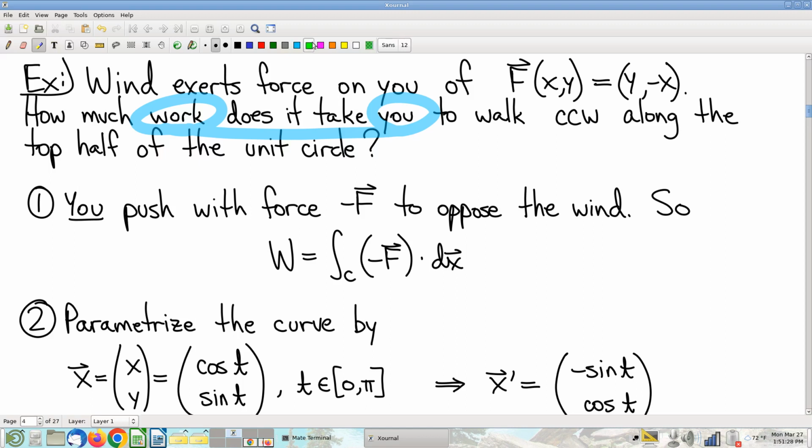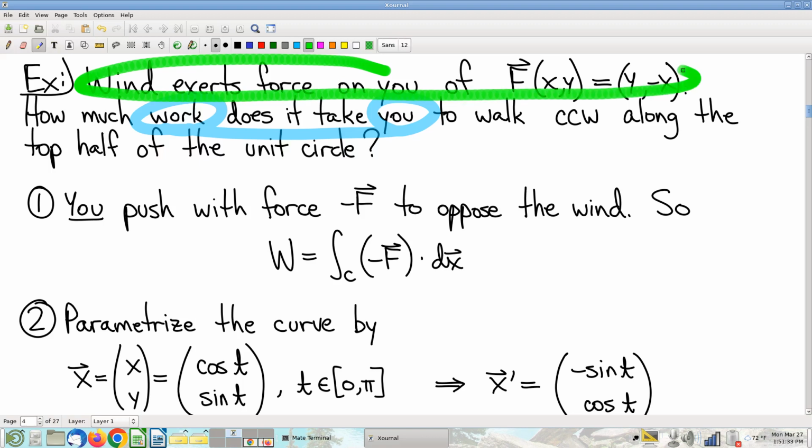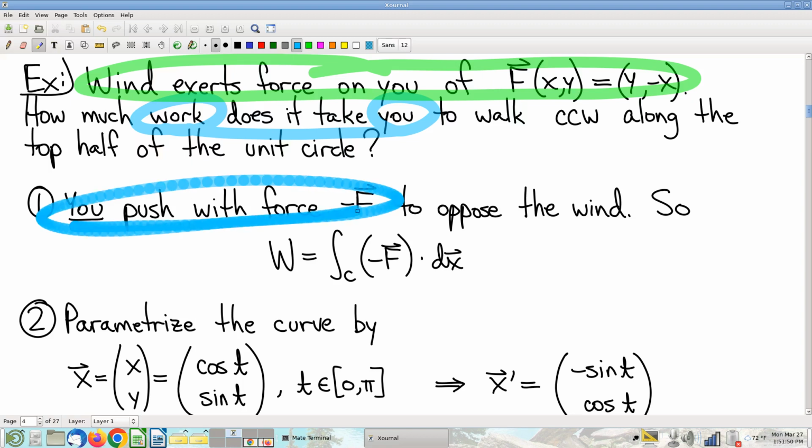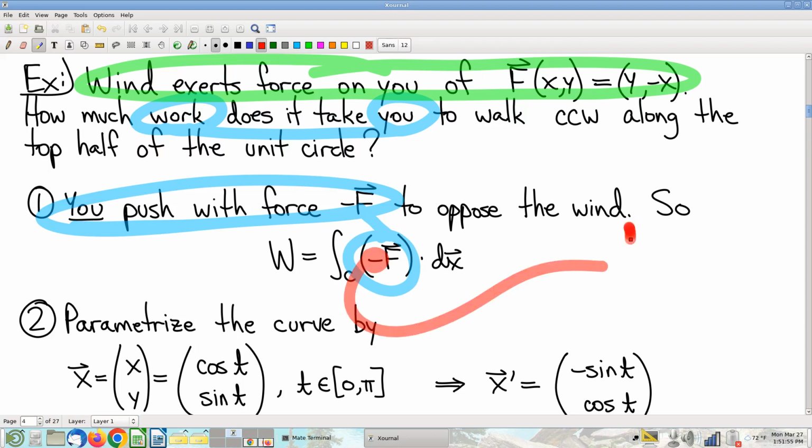And this is not the same as the force that the wind is applying to you. The wind is applying F to you. That means the force that you are applying to oppose the wind is the negative of that. Right? So, because we're interested in your work, we need to know what your force is, and your force is the negative. Right? Make sure not to forget that negative. It's the negative of this given thing called F, that is the force that the wind exerts on you.